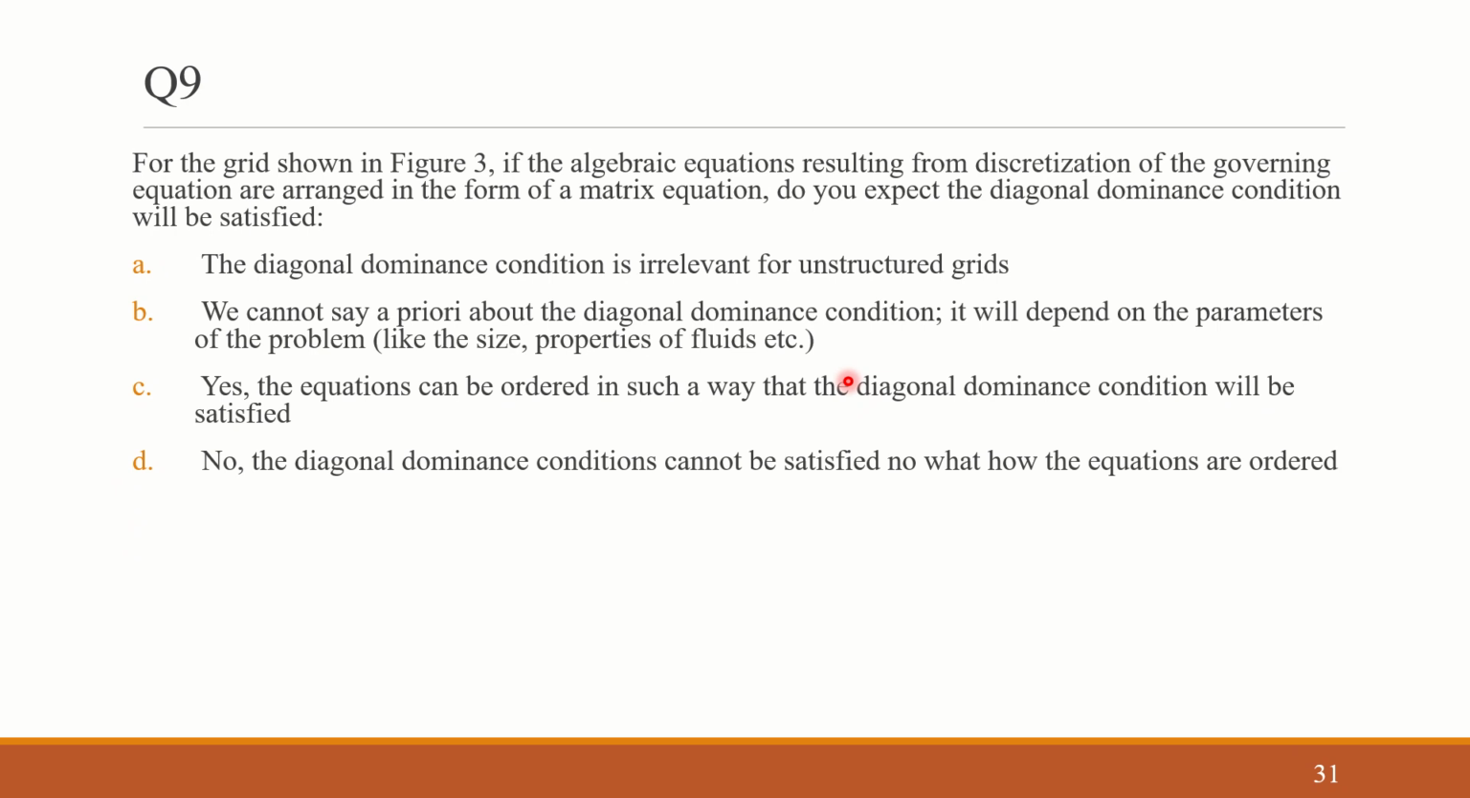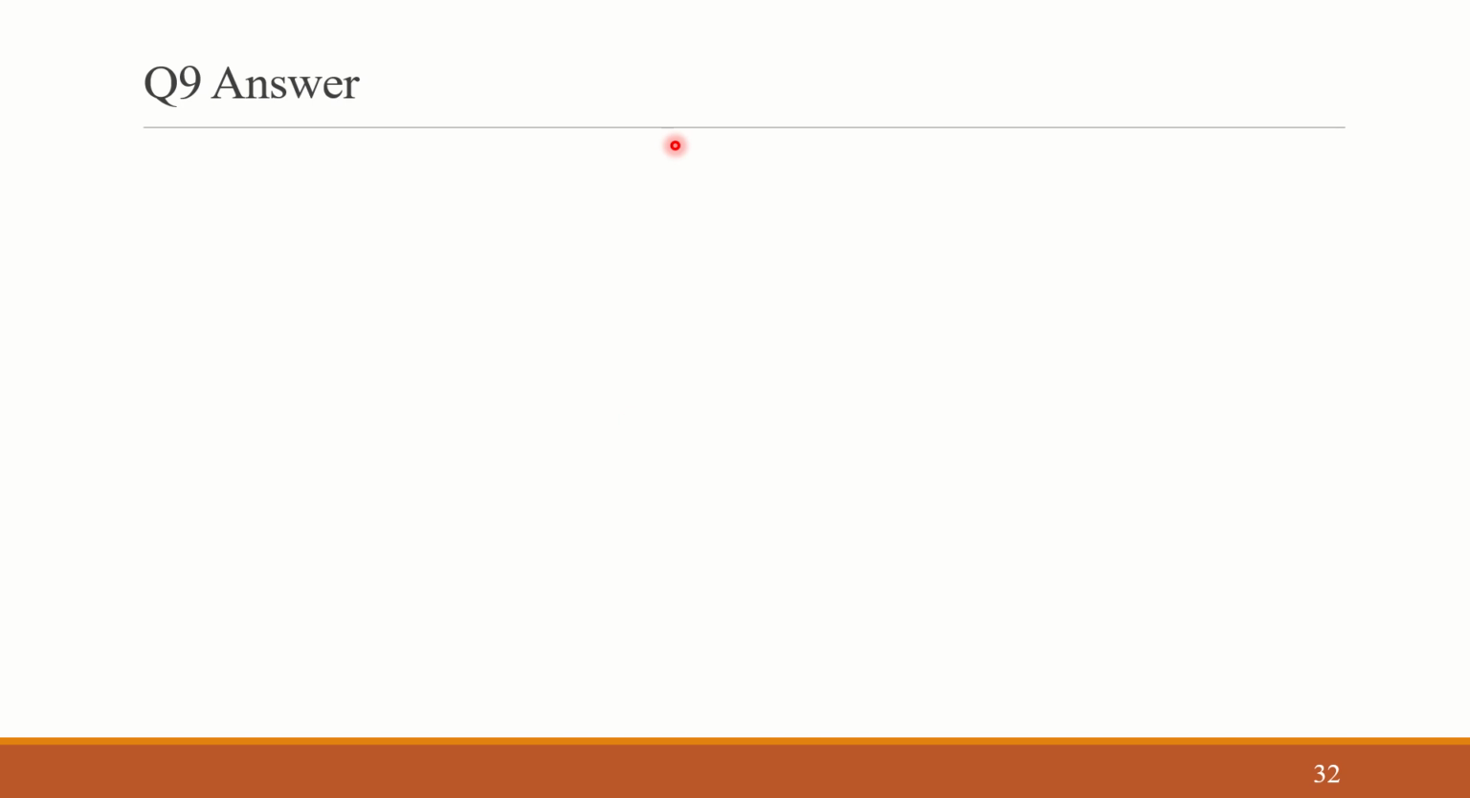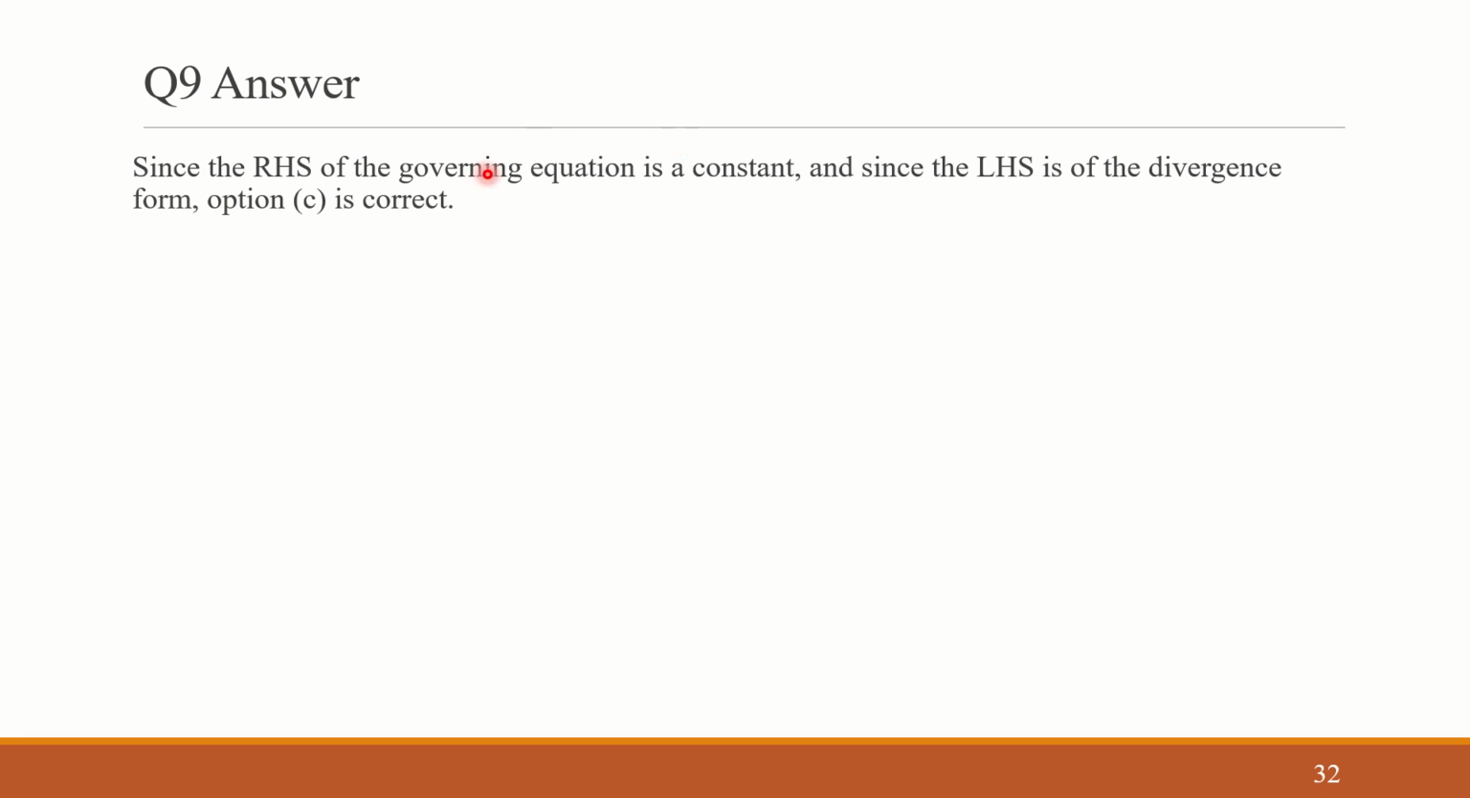So therefore option C: yes, the equations can be ordered in such a way that the diagonal dominance condition will be satisfied is the right answer. Option C is the right answer. Now we will go to question 10. The answer is option C, as the equations can be ordered in such a way that the diagonal dominance condition will be satisfied. Since the RHS of the governing equation is constant, the LHS is of the divergence form. Option C is correct.